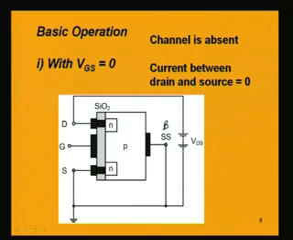Now, let us have VGS equal to 0, that means we are not applying any voltage between the gate and source, we are keeping it open, but we are having a voltage VDS between the drain and the source, a positive voltage is applied. Now, what will happen if we have this type of arrangement? Let us study.